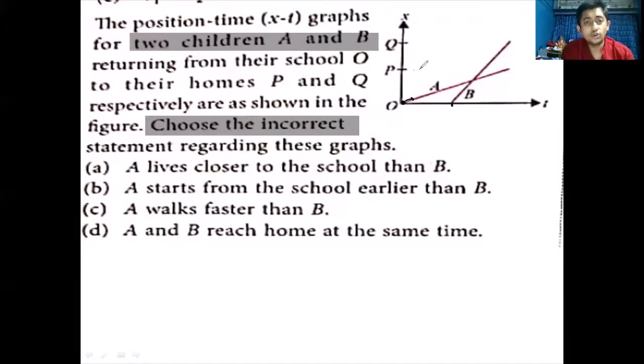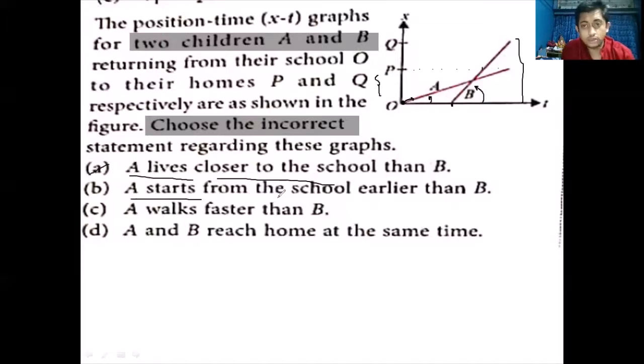A stays closer to school, क्योंकि देखो A का जो डिस्प्लेसमेंट है from observer school है, that is less, and B stays away from the school. Slope of B is more. B का slope ज्यादा है, inclination ज्यादा है, तो xt graph का slope gives you velocity. So A का slope is less, so A is walking slowly. So let's see. First option tells that A lives closer to the school. So yes, that is correct. We have to select the incorrect one.